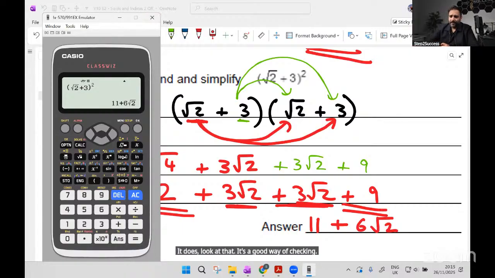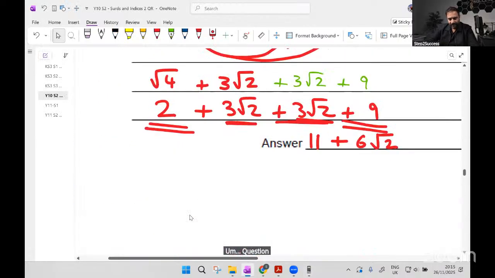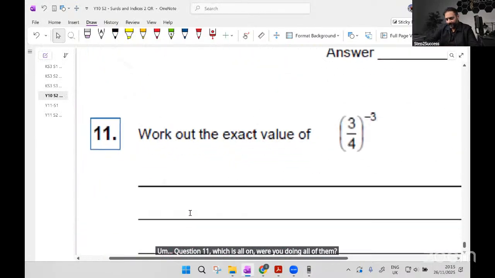Question 11. Is this all of them? We're doing all of them. Okay, it's fine. Work out the exact value of this.